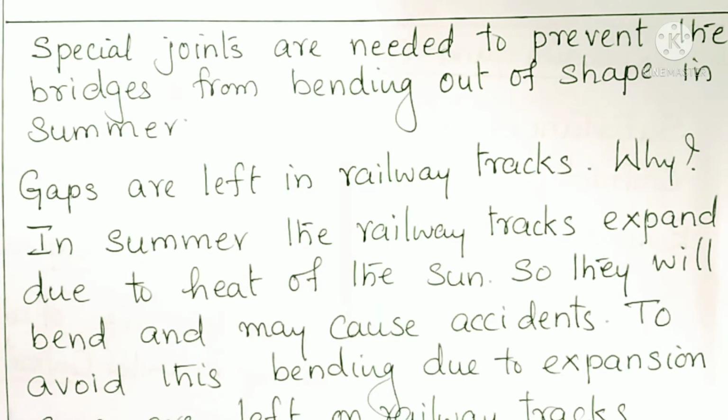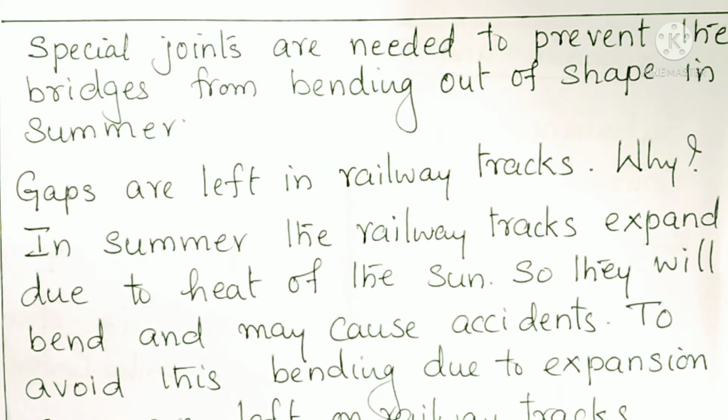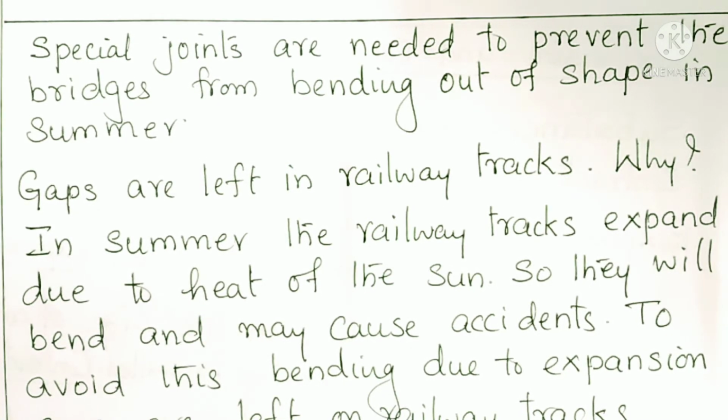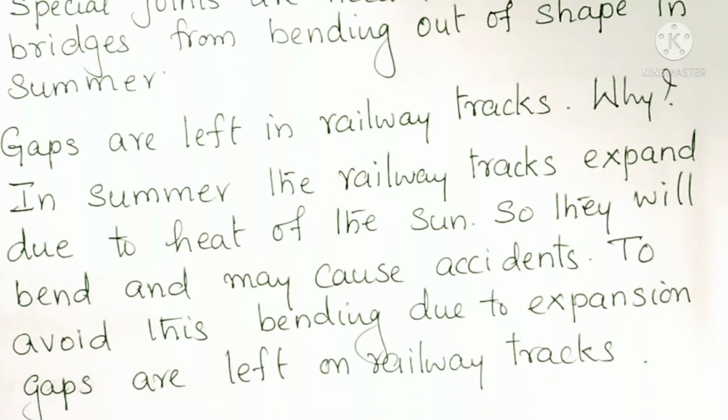Now, if you see the bridges, when they make the bridges, some special joints are given to them. Why, do you know? Otherwise, due to too much heat, the metallic part used in them will get expanded and they will bend. Okay, so the bridge will have bendings, and it will create problems for traveling on it. So, to avoid that, they give some special joints to them.